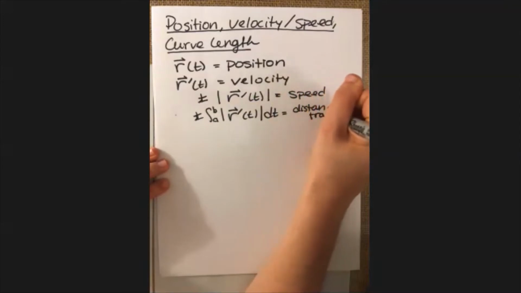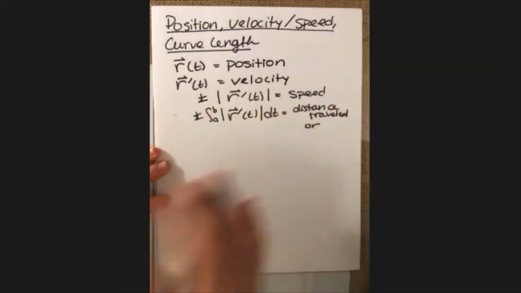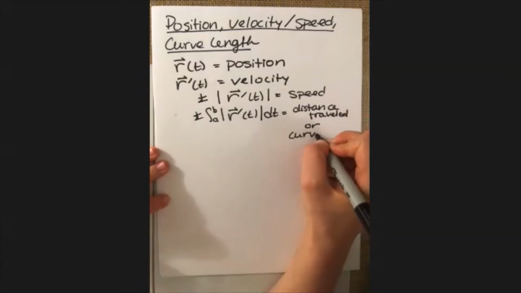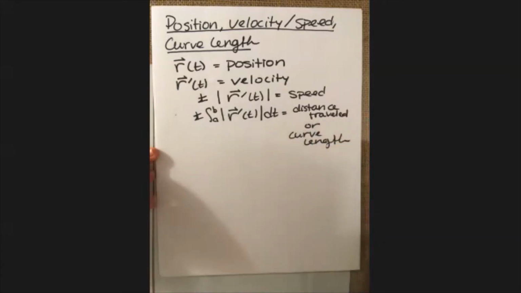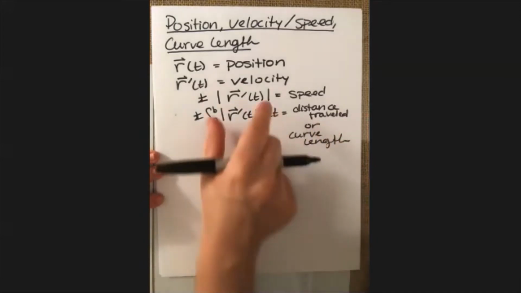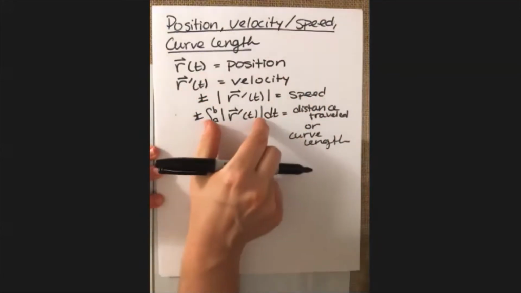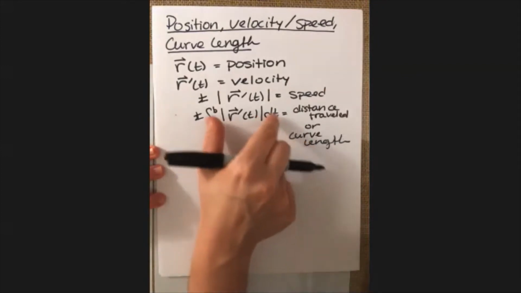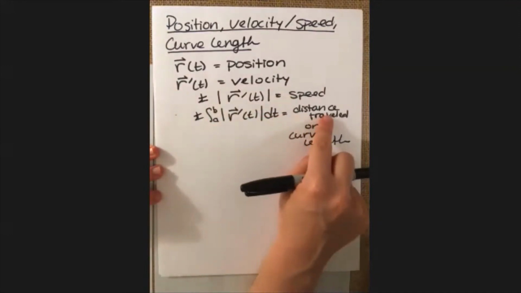traveled. Or, if we're not talking in terms of actual speed and velocity, we can say that that is the length of the curve traced out. The reason for this is that speed is how fast you're moving. So we have how fast you're moving times a little bit of time. When we add up all those pieces, you wind up adding up the total amount of distance traveled.